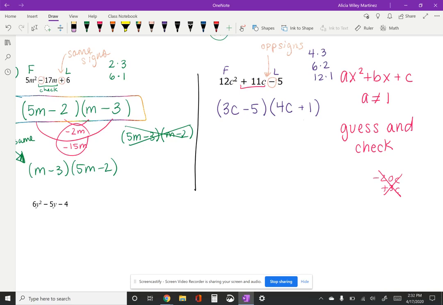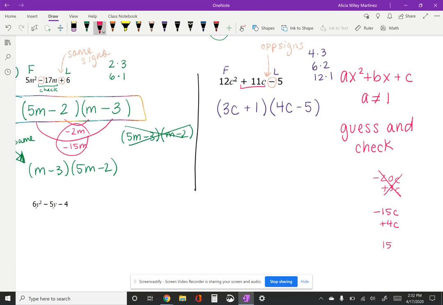Okay, I'm going to go ahead and switch the 5 and the positive 1. So I'm going to put positive 1 here and a negative 5 here. When I do that, if I check the outside, that's negative 15c. If I check the inside, that's positive 4c. That does not give me positive 11, but it does give me negative 11. So I'm really close.